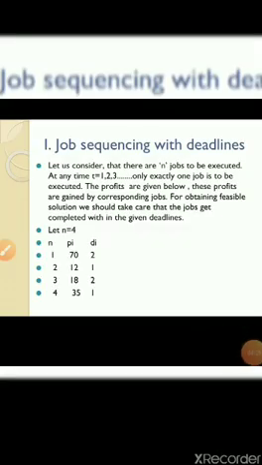at any time interval 1, 2, 3 and so on. Exactly one job is to be executed at a time. The profits are given below. N equals 4, Pi equals profit, Di equals deadlines. These profits are gained by the corresponding jobs. For obtaining a feasible solution, we should take care that the jobs get completed within the deadlines.